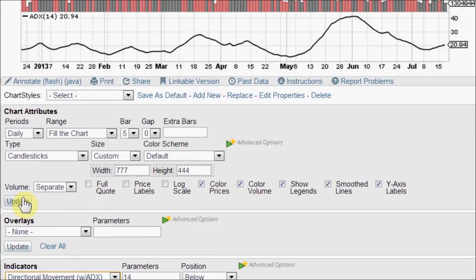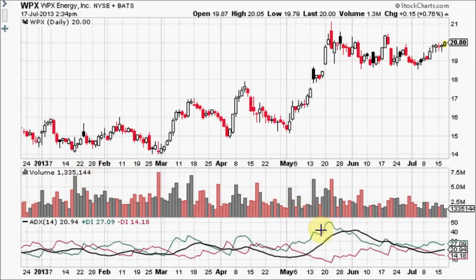This will include the green and red lines. The green line is the DI plus right here. The red line is the DI minus right there. And the ADX is the black line right there, set at a period of 14, which is the standard setting. I recommend keeping this setting because the math on this particular indicator is extremely complicated, and it's set at 14 for a reason.